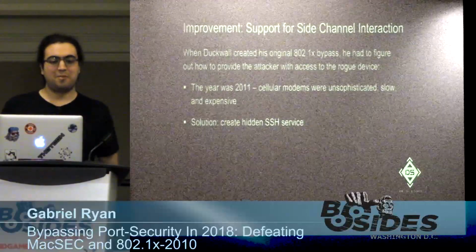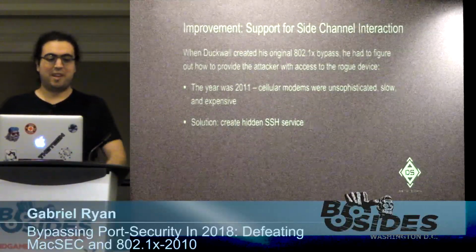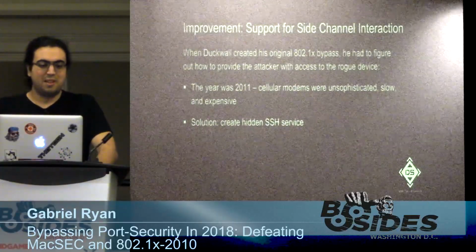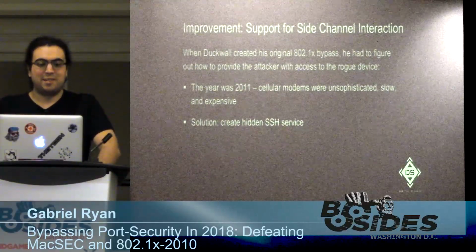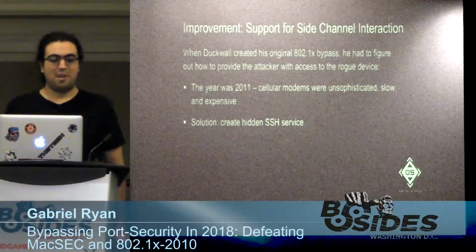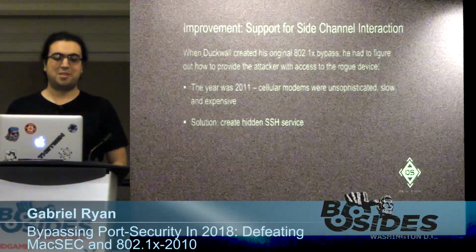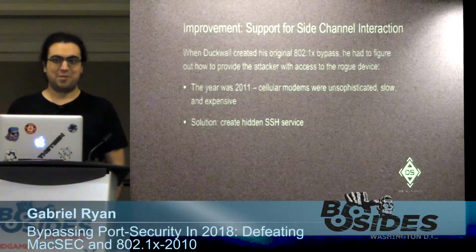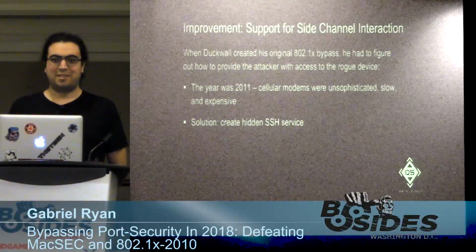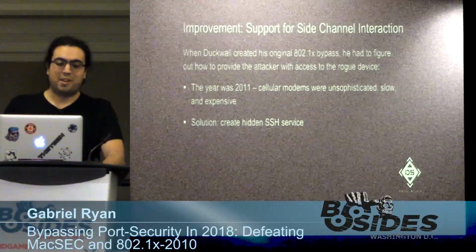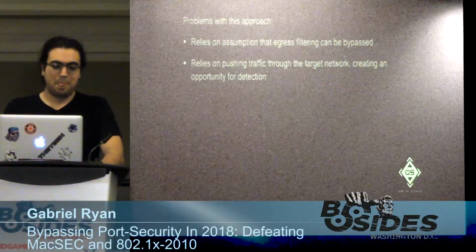The other improvement I added was support for side channel interaction. When Duckwall created his original 802.1x bypass, he had to figure out how to provide the attacker with access to the rogue device. But remember, this was in 2011, and cellular modems were pretty unsophisticated. They were slow and they were expensive. You couldn't just go down to Best Buy and get an LTE dongle and plug it into your rogue device. It just wasn't an option. So that's why you had to rely on SSH.